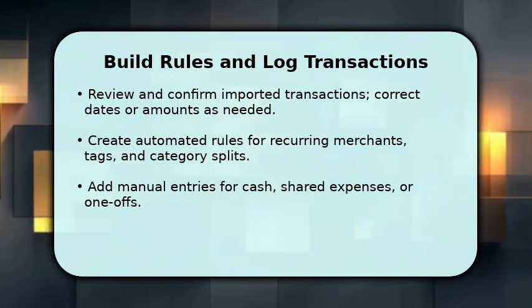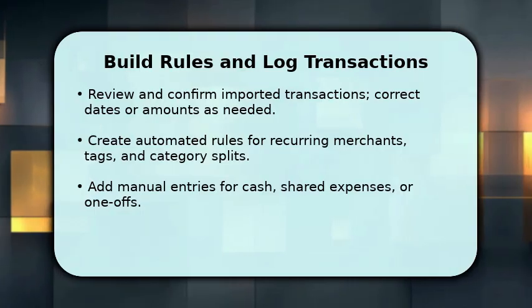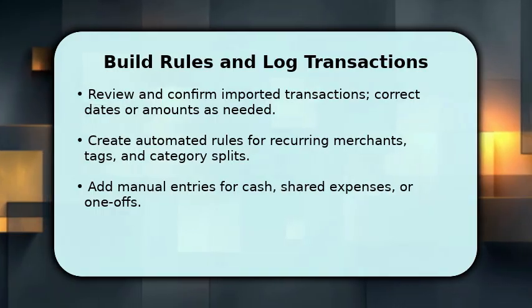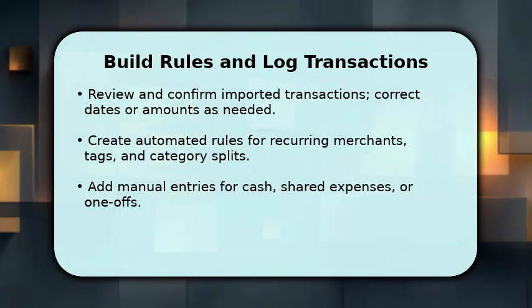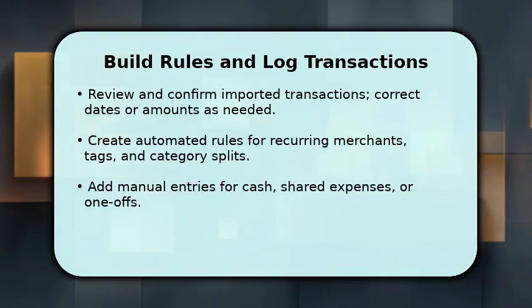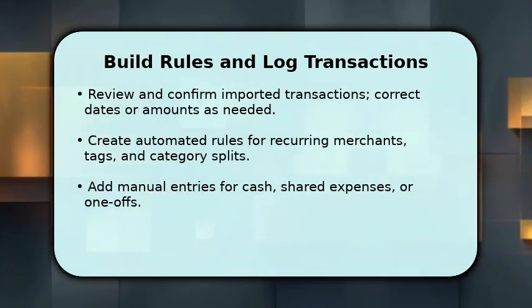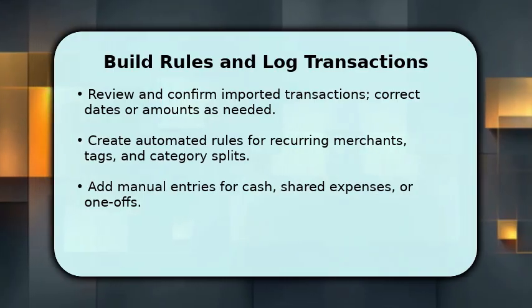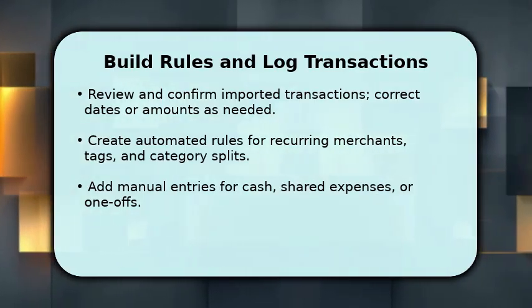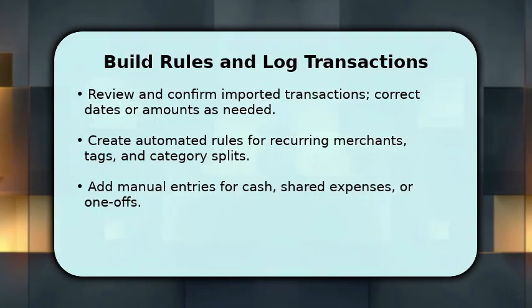Once done, create automation rules for recurring charges and merchant-based categorization so future entries categorize themselves. Make sure to split transactions when one purchase covers multiple categories and tag shared expenses for easy filtering. You should also log cash payments manually. This reduces drift in reports, keeps category totals accurate, and speeds daily tracking moving forward.